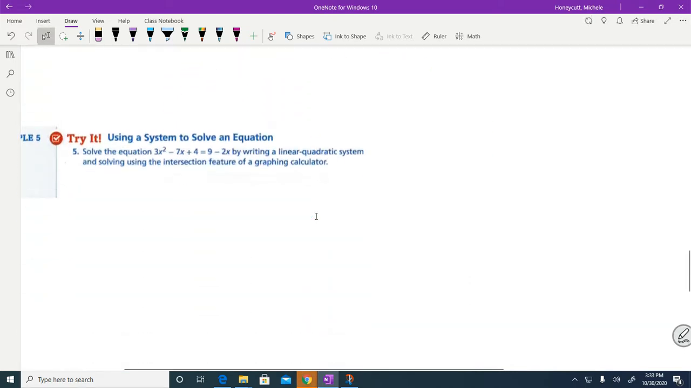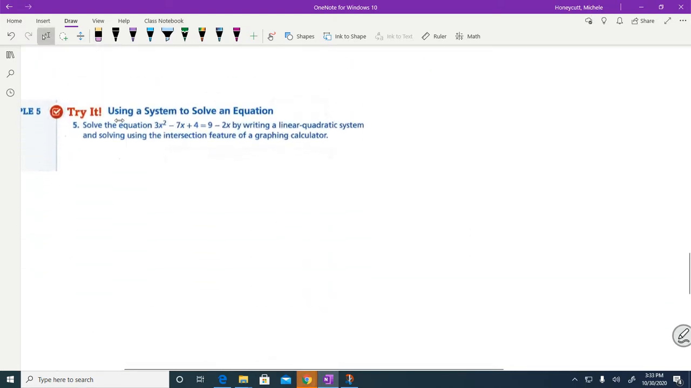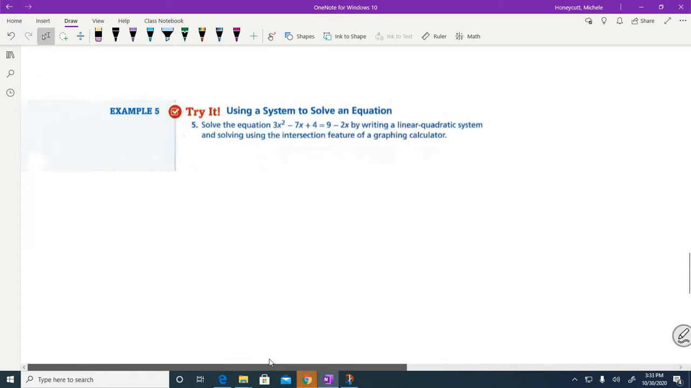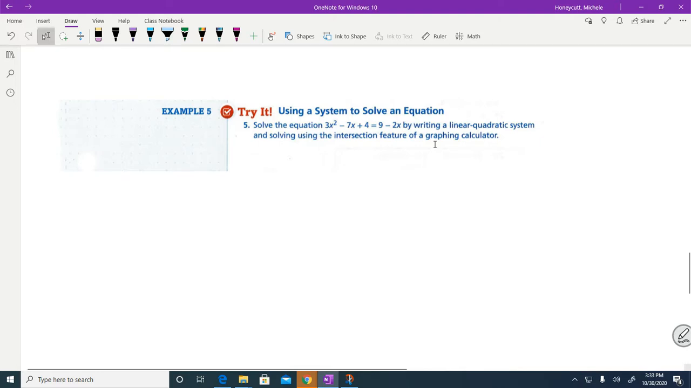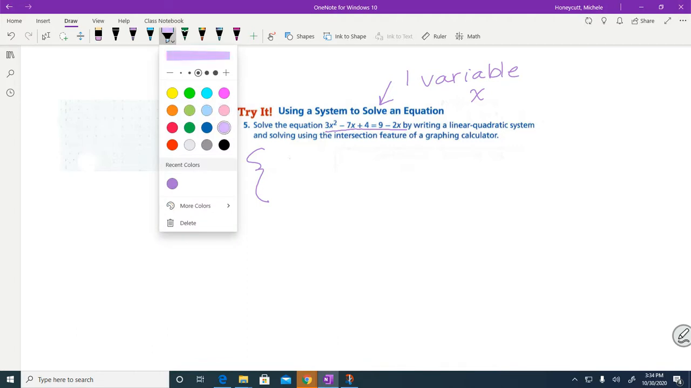Example 5 says solve the equation by writing a linear quadratic system and solve the equation using the graphing feature of your calculator. So this is an equation, but there's only one variable, x. That means my solution is only going to have x's in it, but I'm going to solve it by graphing. To solve it by graphing, I'll make a system from one equation.